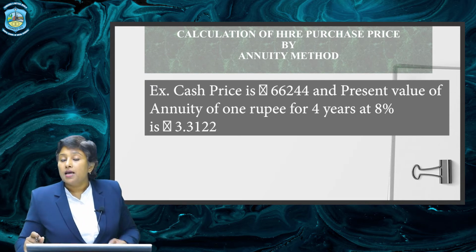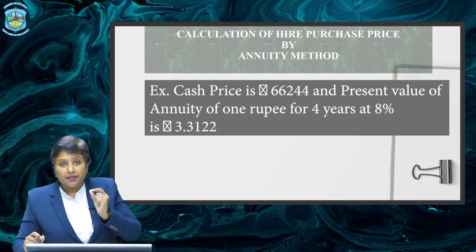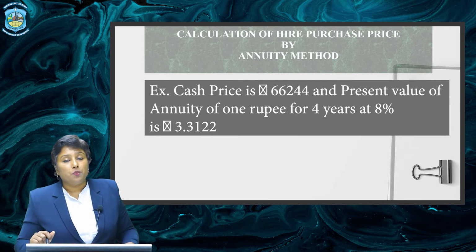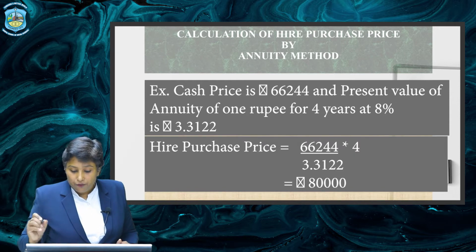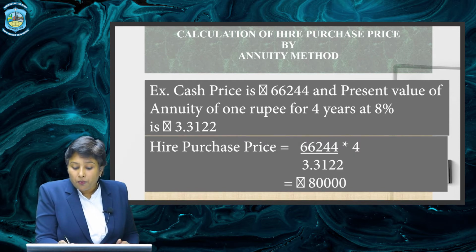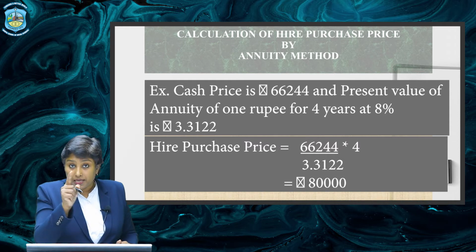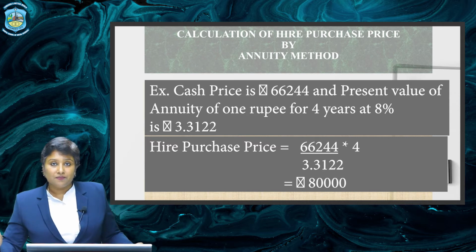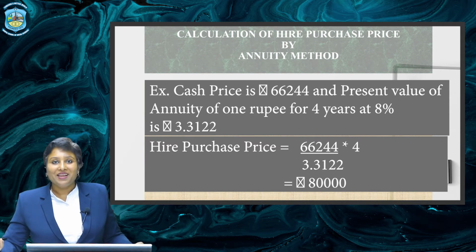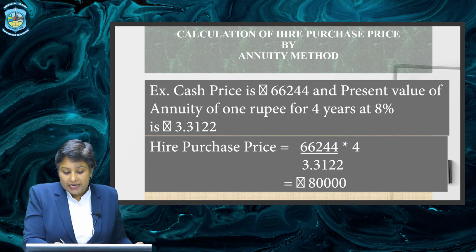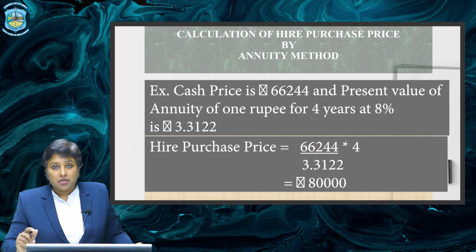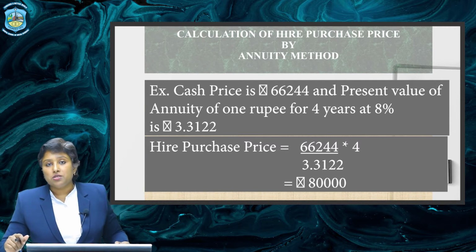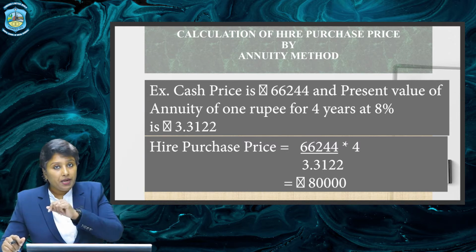So, the formula says divide cash price by the annuity rate and multiply it with the number of installments. So, here we go, 66,244 divided by 3.3122, which is the annuity rate, multiply it with 4, that is the number of installments. What do you get? You get cash price. Yes, it is 80,000. That means each installment is of 20,000. 80,000 divided by 4, the number of installments. So, each installment is of 20,000 rupees.